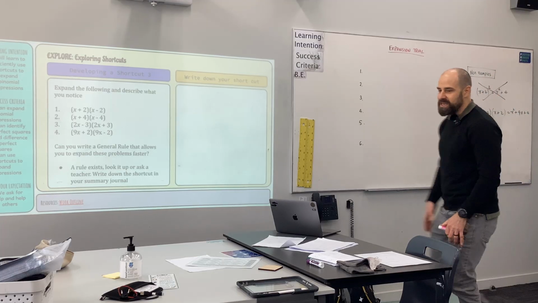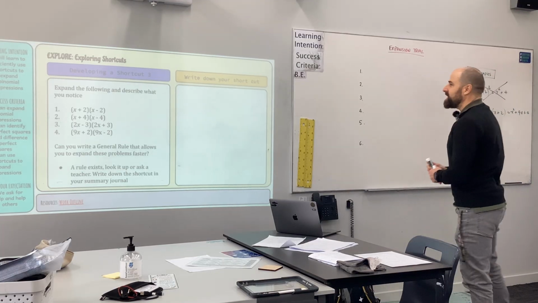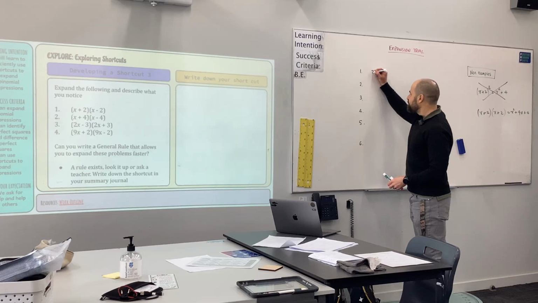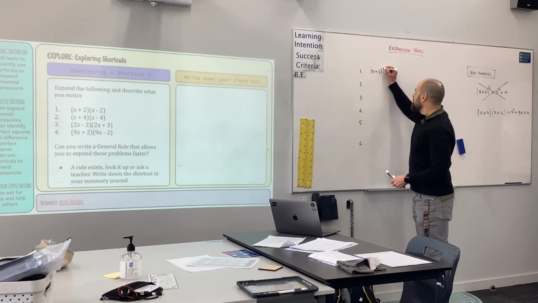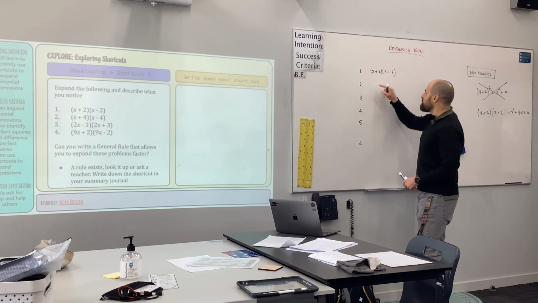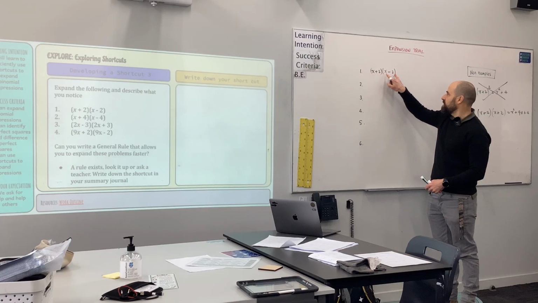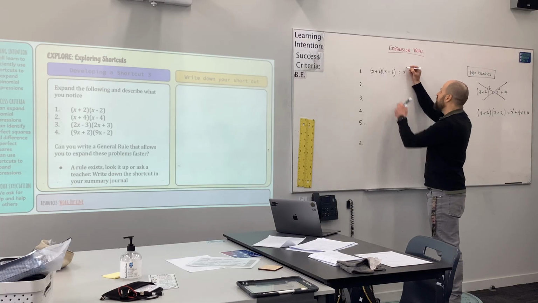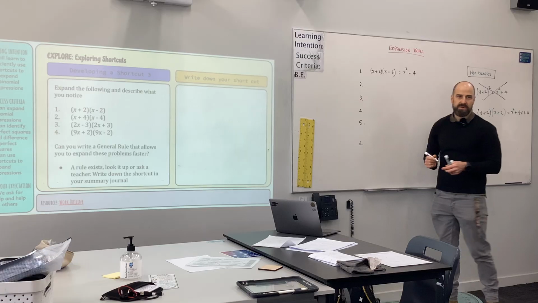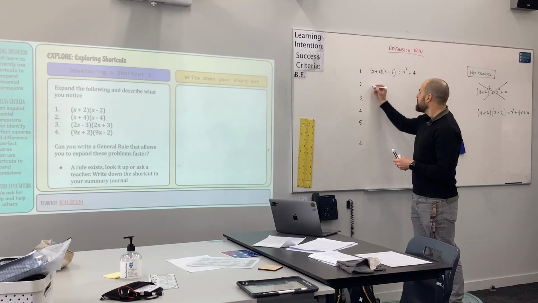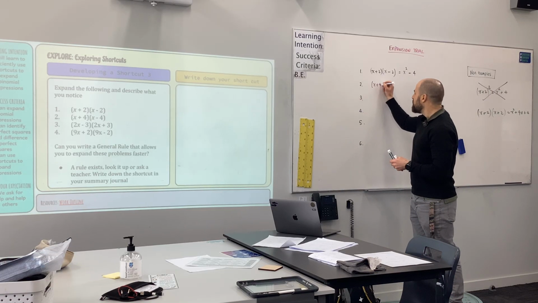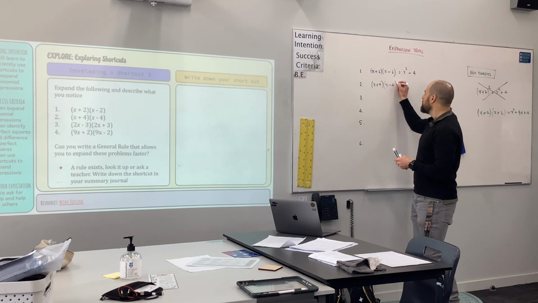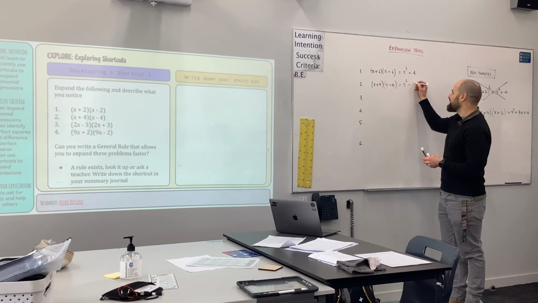So when I'm expanding these, I can actually just use the shortcut. I recognise, okay, it's x plus 2, x minus 2. They're the same. So when I expand it, I'm just going to get x squared minus 2 squared, which is 4. Second one, x plus 4, x minus 4. This is just going to be x squared minus 16.